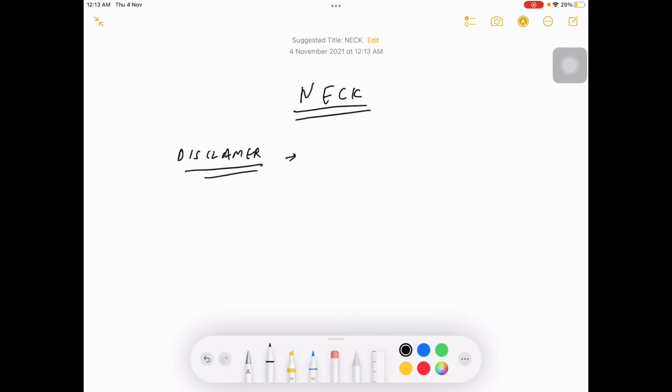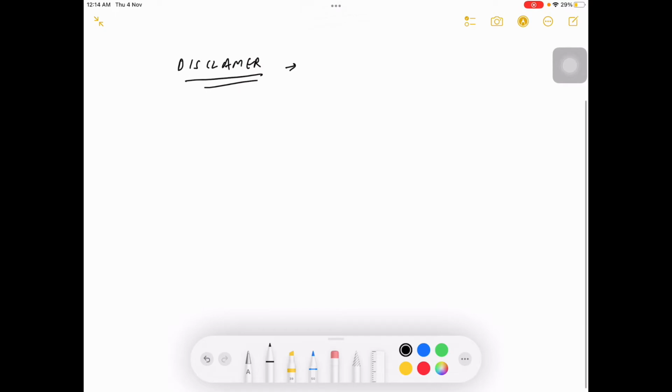So about the neck, as you all know, the neck has two triangles. We'll just talk about the posterior triangle in this video. But prior to that, what is the neck? The neck is basically a region that is between the head and the thorax.